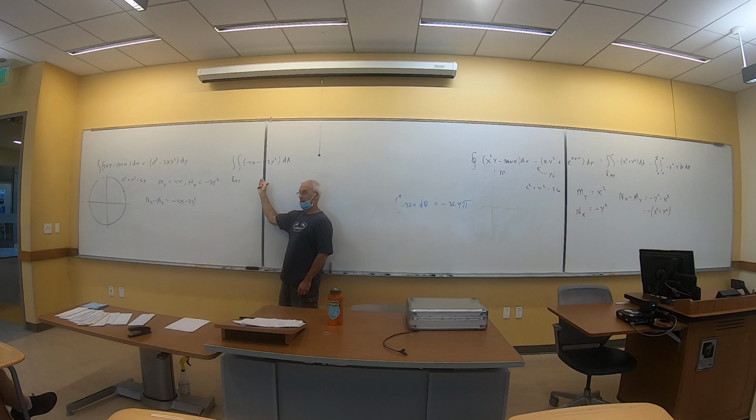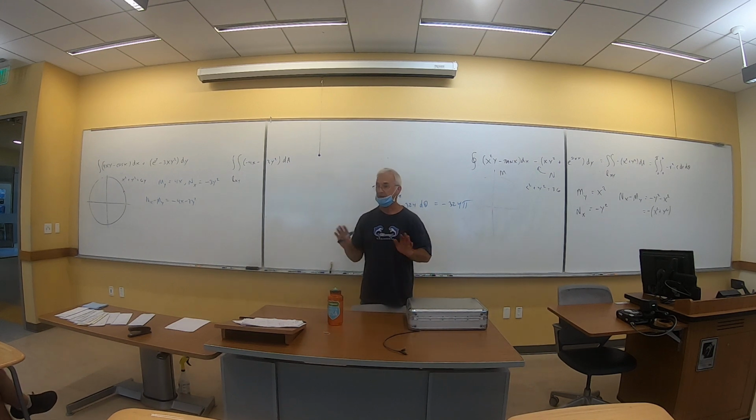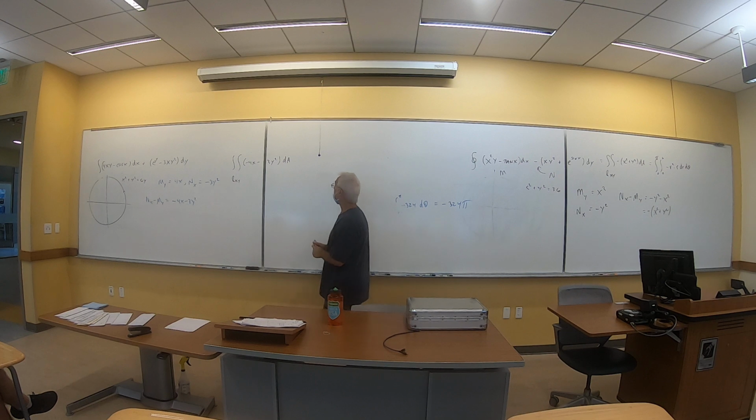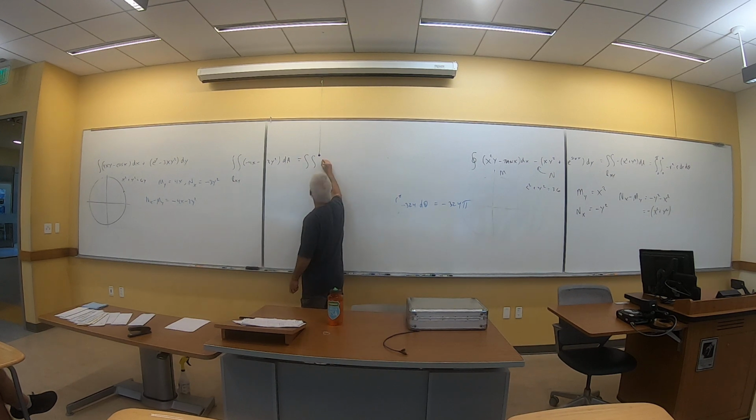I'm doing this problem, and if I choose to do the rectangular limits, then I still get to choose what order. But I'm looking at my region saying, no, I'm going to go polar. Okay, that just is going to be so much simpler to do. So then, this would become the double integral of what? We're going polar.